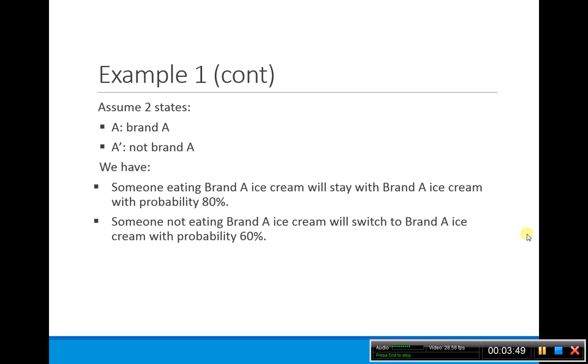Okay, so here we're going to assume that there are two states. We have a state A and a state A prime. A is going to be standing for ice cream brand A, and A prime is going to be any ice cream that's not brand A. So what we had is this scenario where if somebody's eating brand A, they're likely to stay with brand A with a probability of 80%. If they're not eating brand A, then this advertising campaign is going to make them think, hey, maybe I should switch over to brand A. And they have a probability of switching of about 60%.